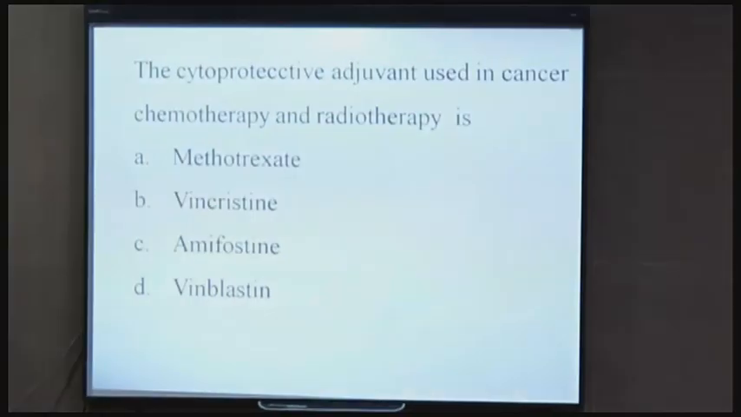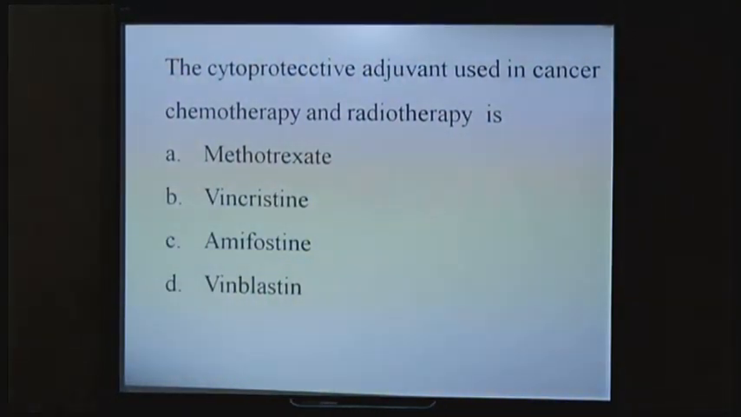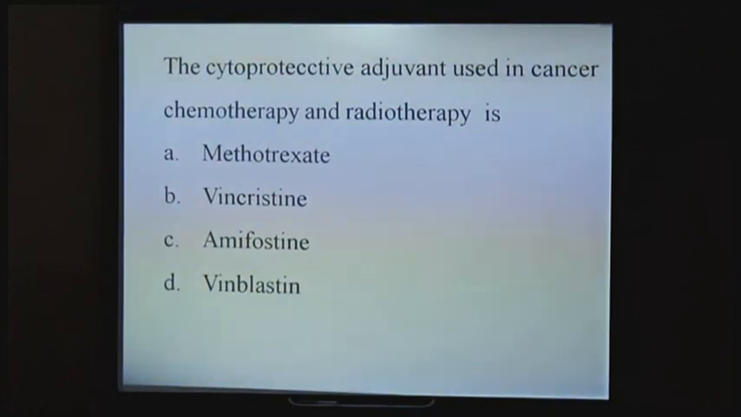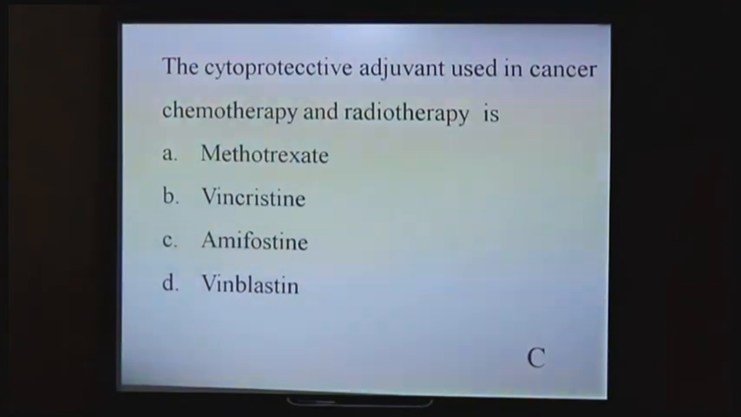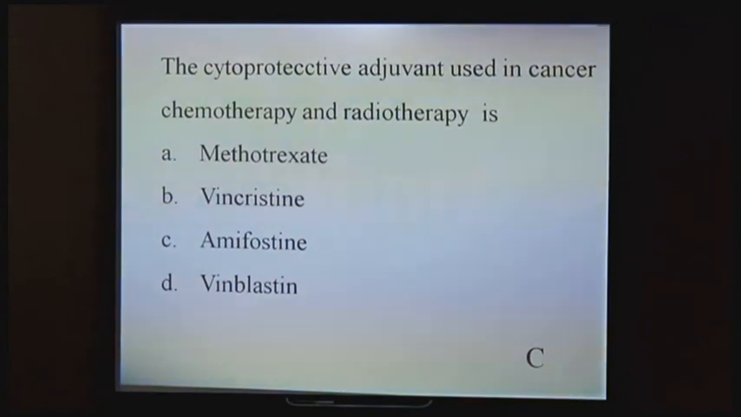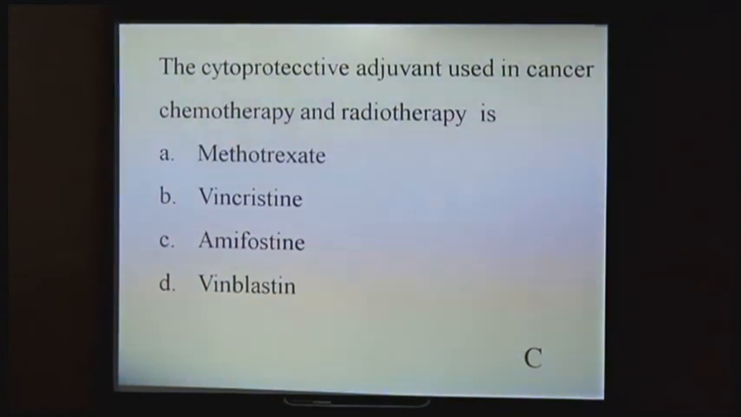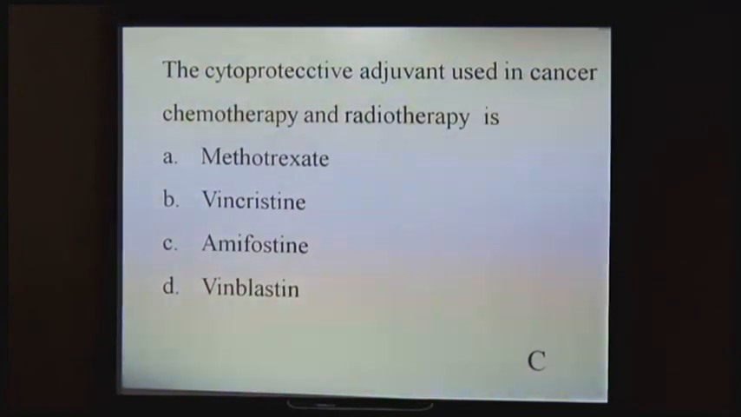The cytoprotective adjuvant used in cancer chemotherapy and radiotherapy. Amifostine. So this will be given 30 to 60 minutes before giving radiotherapy or chemotherapy, so that you are trying to protect the normal cells.